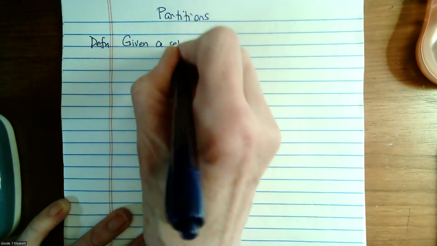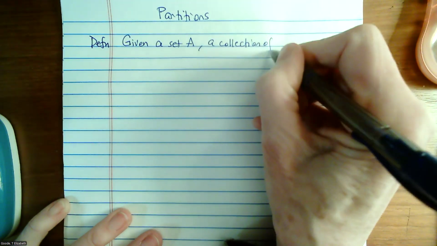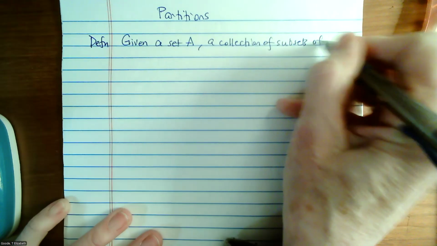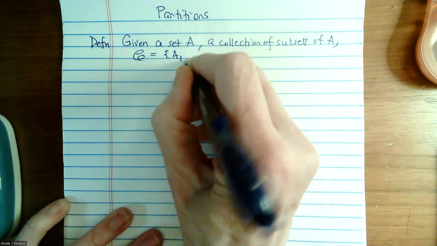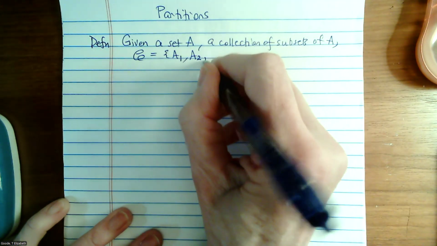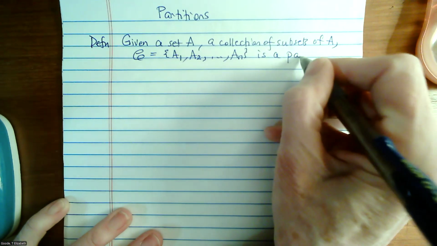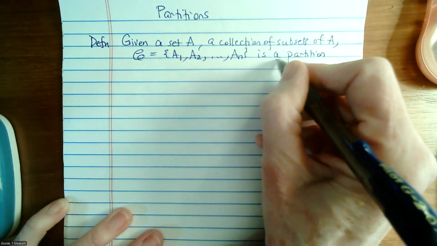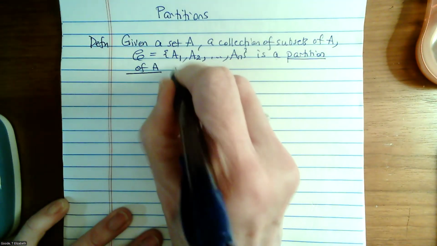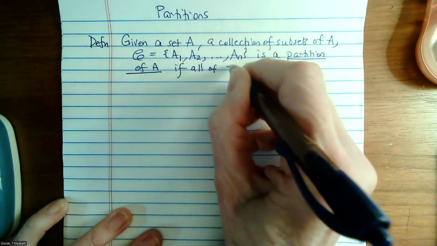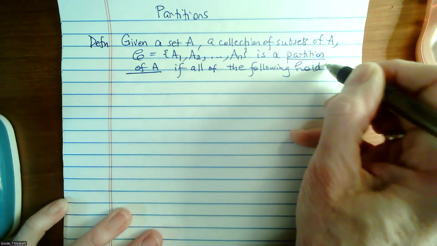So given a set A, a collection of subsets of A, let's say C equals A1, A2, dot, dot, dot, A sub n, we'll just do it for a finite collection, but you can do this for an infinite collection too, is a partition of A if all of the following hold. We've got three properties. They all have to be true.